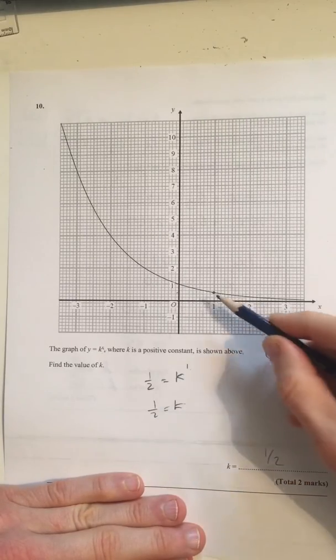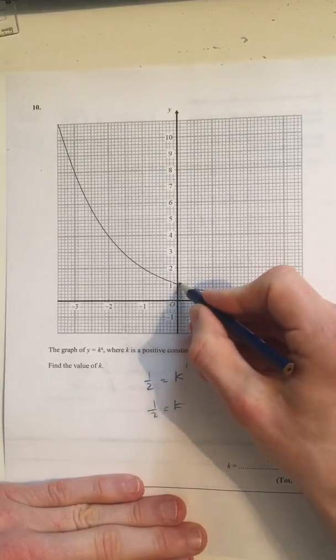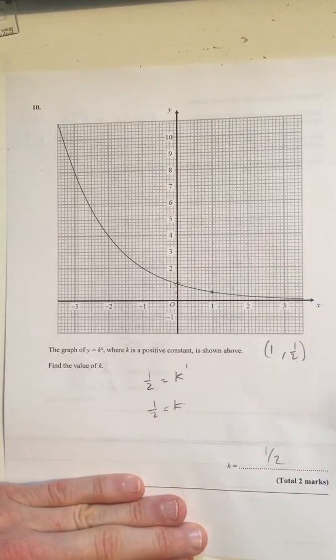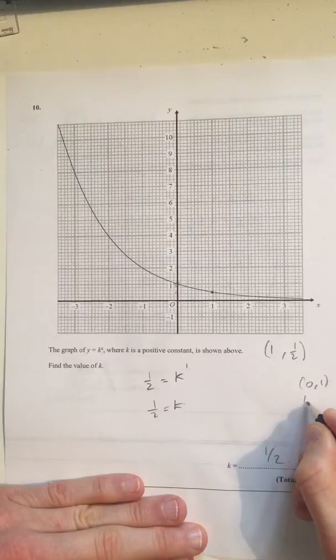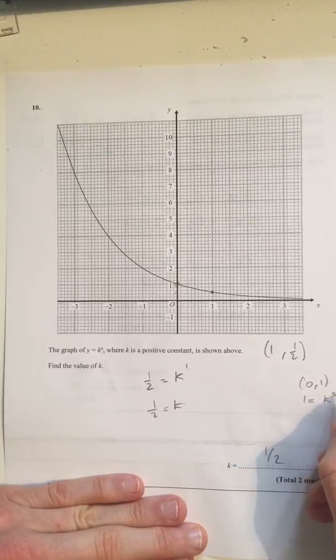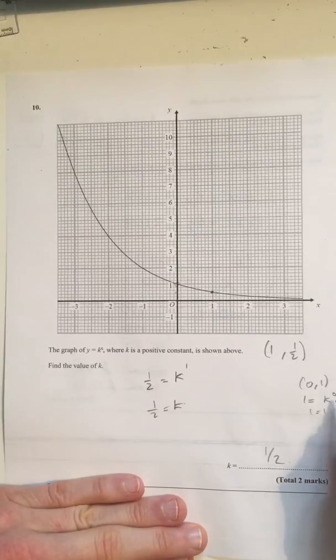If you hadn't picked that coordinate, you might, for example, have picked this coordinate, the coordinate 0, 1. Well, that's not much use in this question, unfortunately, because when you substitute that coordinate in, you'll get 1 equals k to the power 0. And anything to the power 0 is just 1. So that doesn't help you work out what k is.